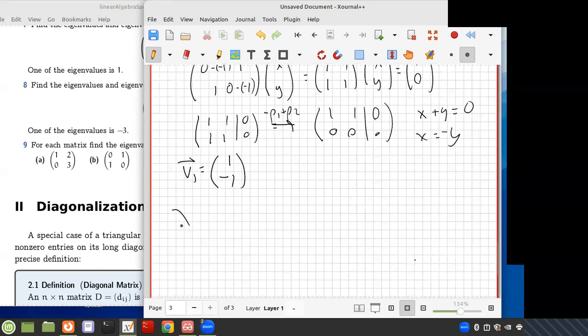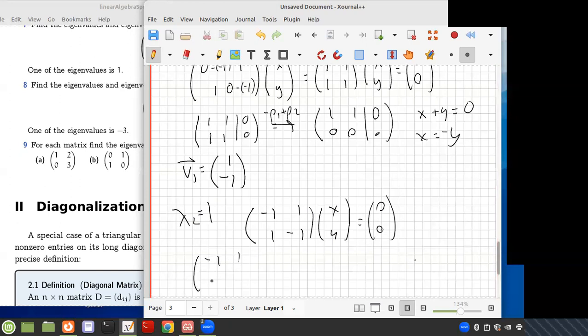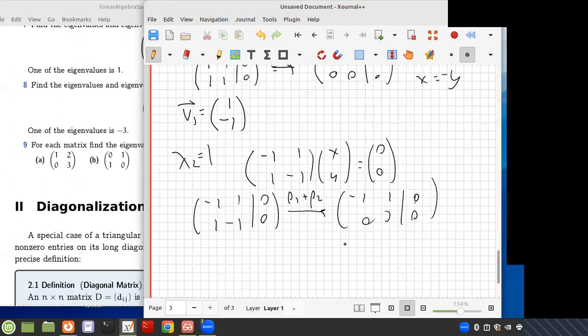And then we can choose lambda 2. Lambda 2 is 1, which is going to produce minus 1, 1, 1, minus 1, times x, y equals 0, 0. And the augmented matrix, you can bring to echelon form by row 1 plus row 2. And you've got minus 1, 1, 0, 0, 0, 0. So the equation on the components is minus x plus y equals 0, so x equals y. So we have V2 equals 1, 1.